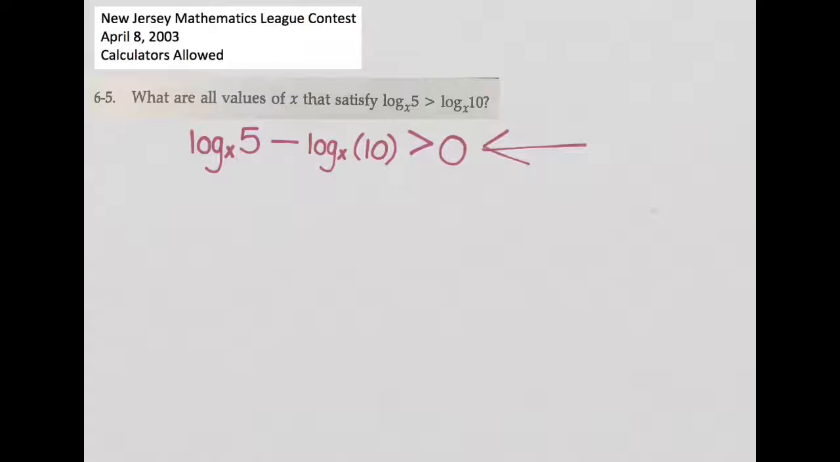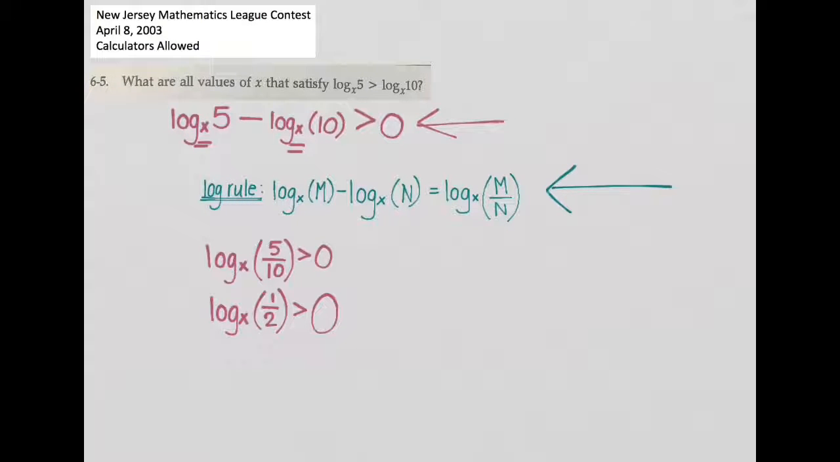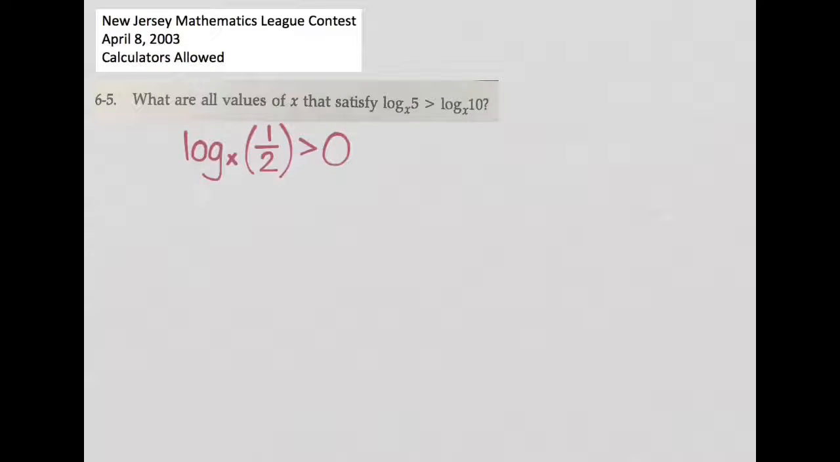The next step is to realize that since both log terms have the same base, so it's x in both cases, we can apply this log rule right over here. And this would result in the following inequality. So now we ended up with this inequality, which has only one x term. Since we know that 1/2 simply equals 2 to the power of -1, we can rewrite this inequality as follows.